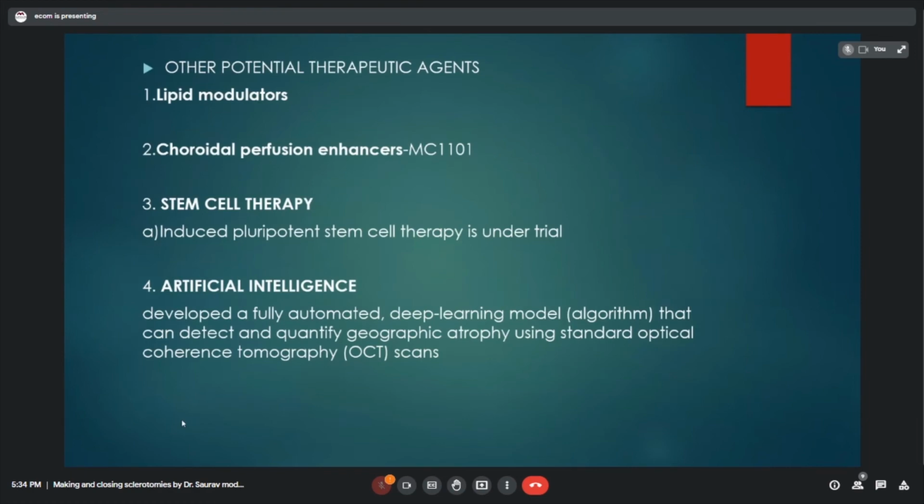Other potentials are lipid modulators, choroidal perfusion enhancers, MC-1101, stem cell therapy, induced pluripotent stem cell therapies under trial, and artificial intelligence.